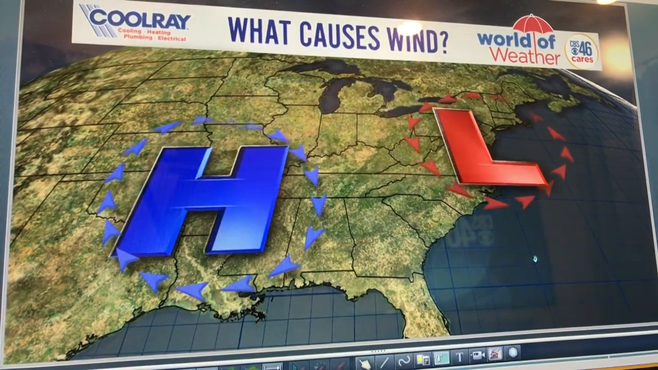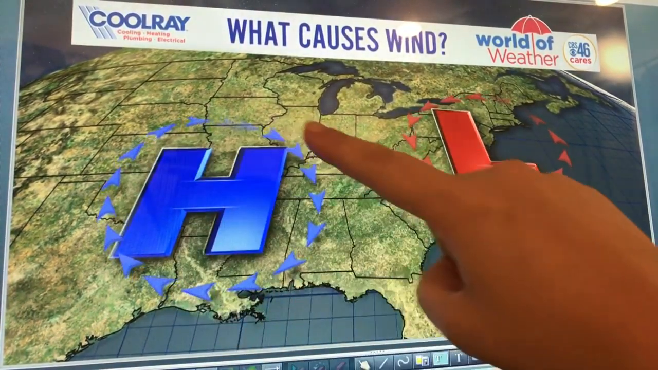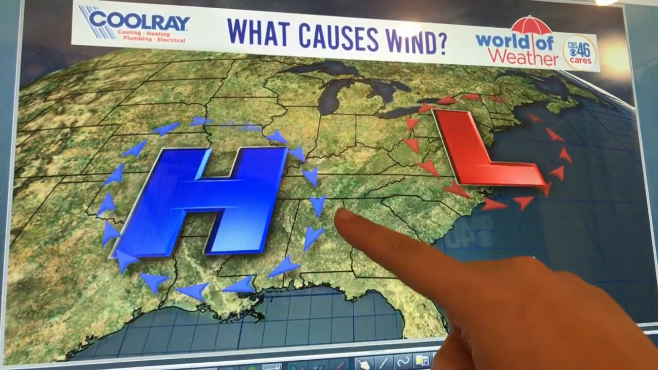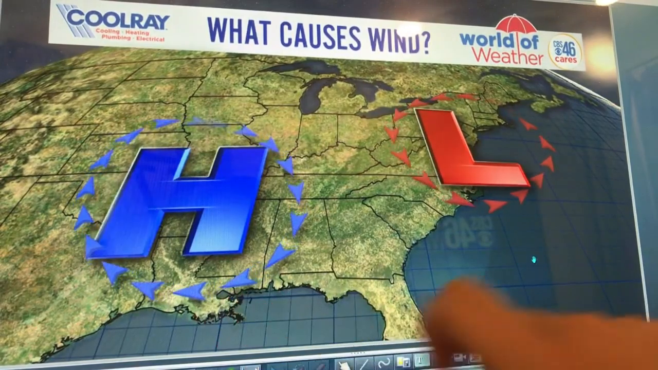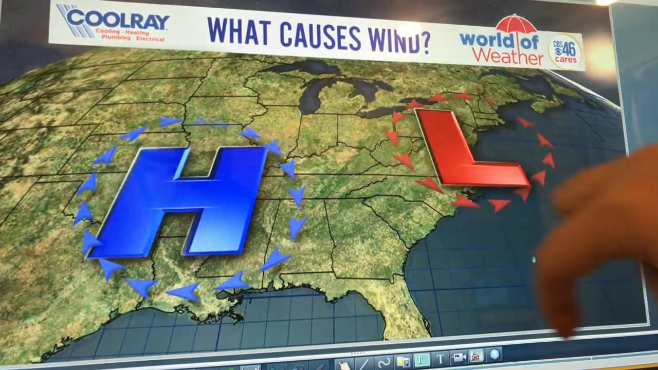Now, around high pressure, we have a clockwise rotation. Around low pressure, we always have a counterclockwise rotation. What that means is it's like a clock. High pressure, the winds are always going like they do on a clock, from 12 o'clock to 3 o'clock to 6 o'clock in that direction. Low pressure is the opposite.